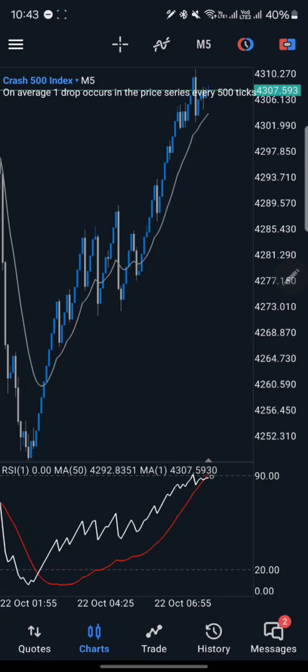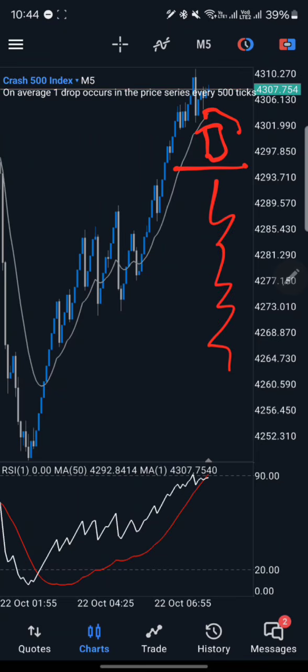And as you can see, we have our crossover over here. So what is the confirmation we need to wait for? We need to wait for the candle to close below the moving average. Once the candle closes below the moving average, we can then enter our trade and ride the trend all the way down till this moving average reaches level 20.